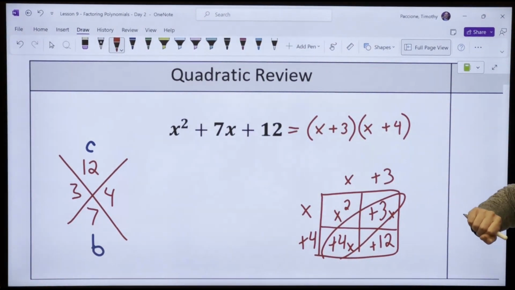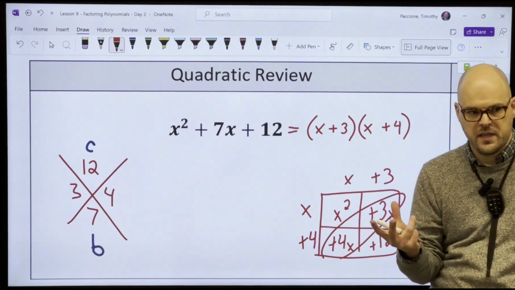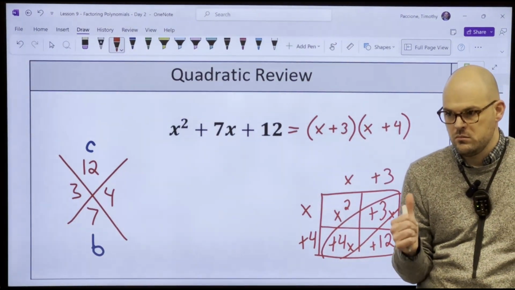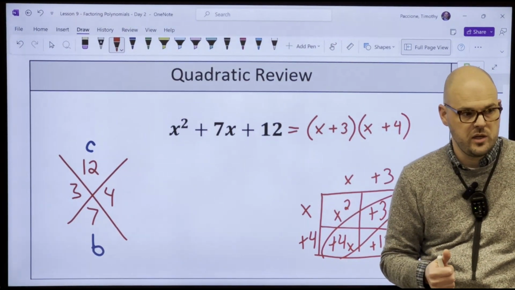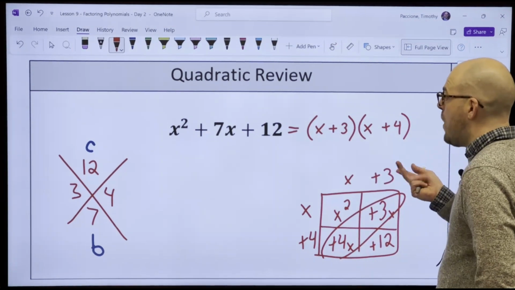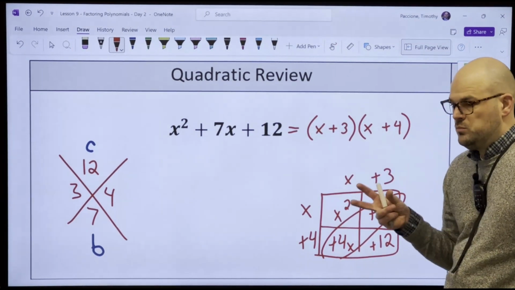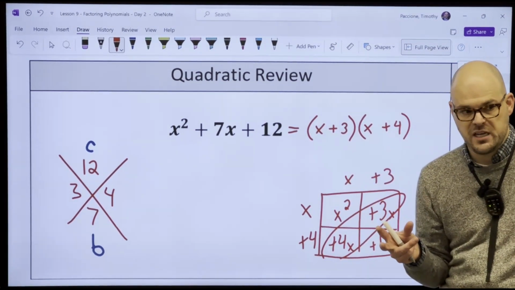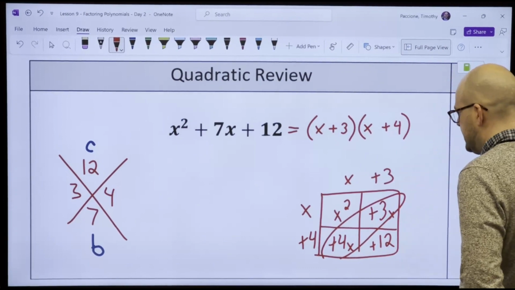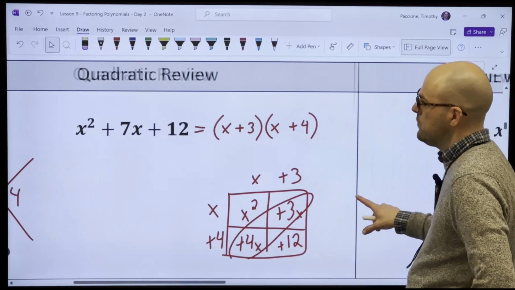Okay. Now, questions on that before we continue? Makes sense, right? The why of it all. Okay. So why did I go through this detailed breakdown of magic x and box method, right? Because look what we have here.